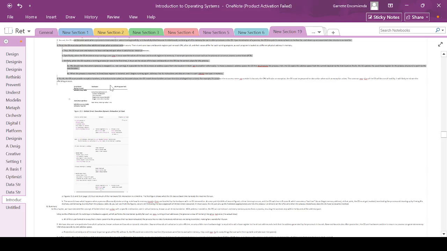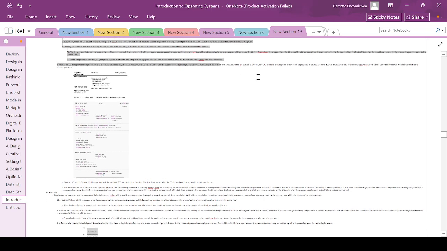Fourth, the OS must provide exception handlers, or functions to be called. As discussed above, the OS installs these handlers at boot time via privileged instructions. For example, if a process tries to access memory outside its bounds, the CPU will raise an exception. The OS must be prepared to take action when such an exception arises. The common reaction of the OS will be one of hostility: it will likely terminate the offending process.